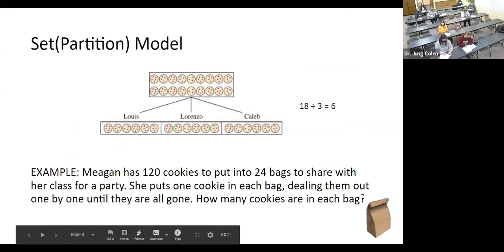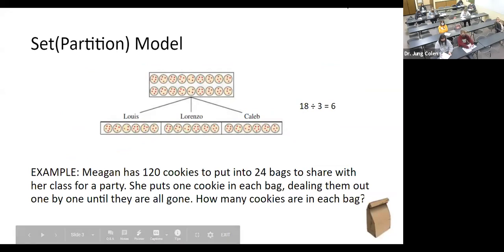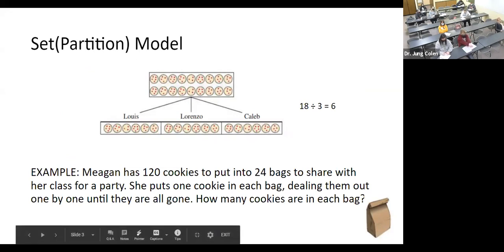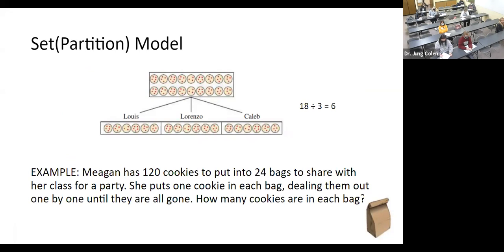I want you to think about this problem. Megan has 120 cookies. Well, 18 cookies was distributed and we could count how many there are, so 120 cookies is kind of too much. But we're going to put 120 cookies into 24 bags. So let's suppose you are Megan and you're a teacher, and you have 24 students in your classroom. So you're going to give 120 cookies equally to 24 students, and you are making 24 bags.